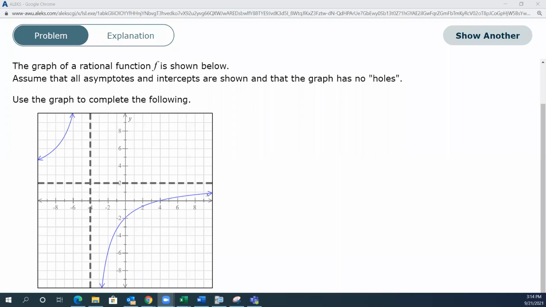All right, so here's what we're doing. Got the graph of a rational function. I can tell it's a rational function because mainly it's got this asymptote right here. Okay, that's no man's land. That corresponds to the x value, in this case -4, that causes the function to be undefined.